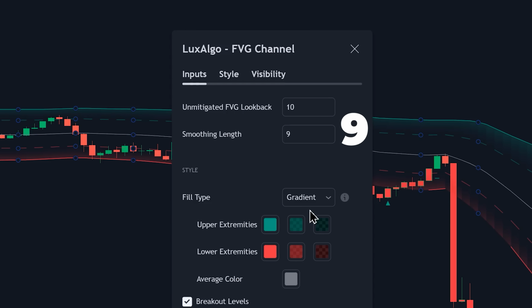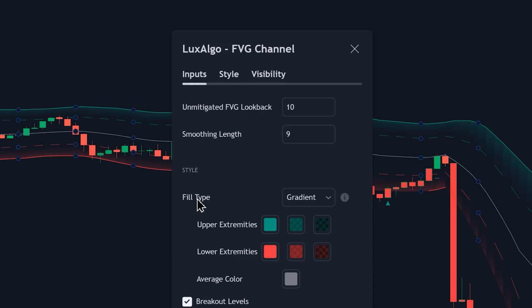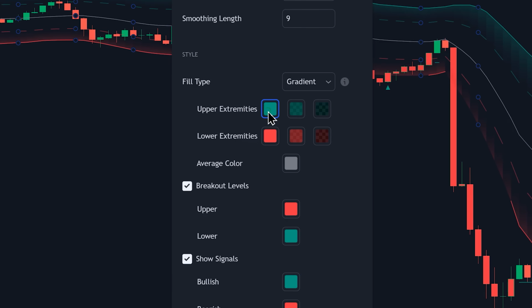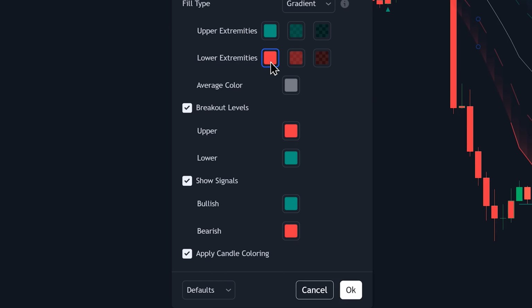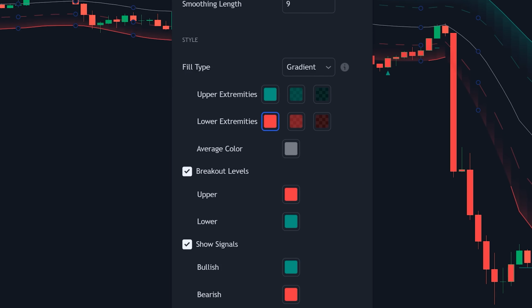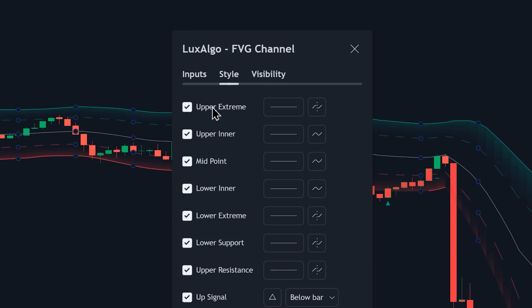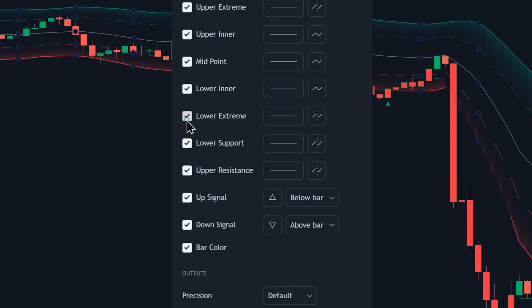Now here, we can change the fill type. You can see we have options. We have gradient, single color, and no fill. We can change the colors of the upper extremities, the lower extremities, and the average, as well as for these options. The Style tab has several visual options that we can toggle on or off. After you've made your changes, click OK.